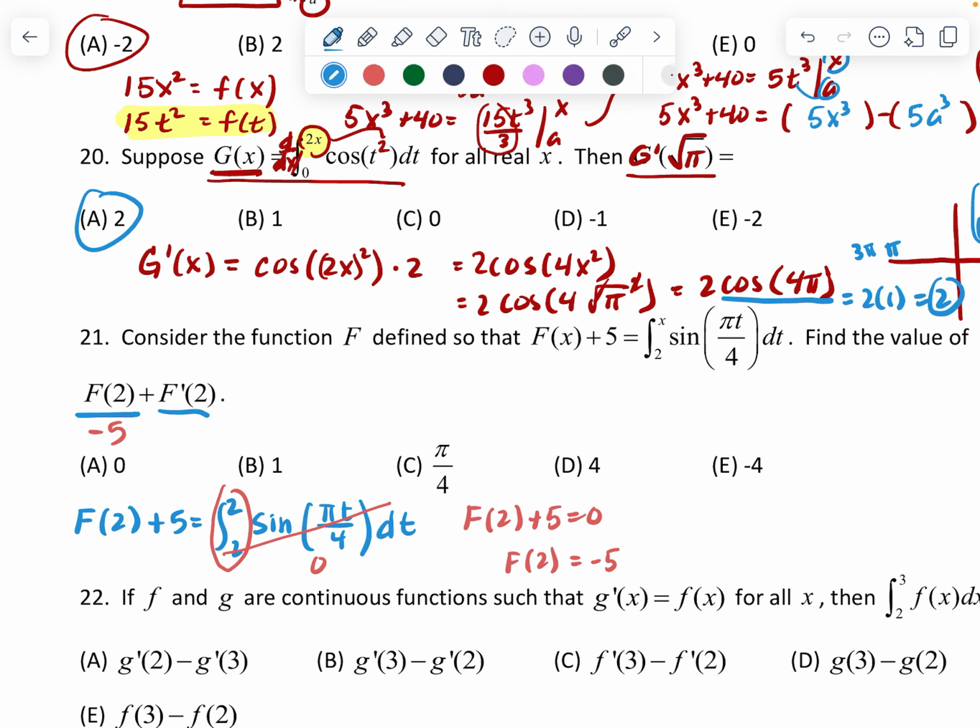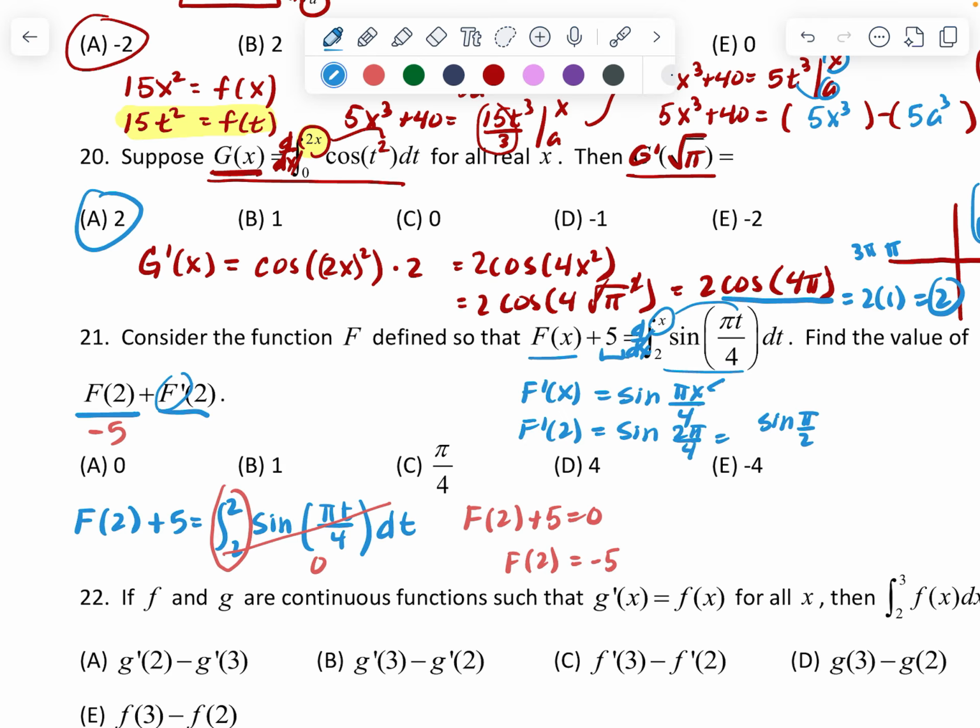So to find f prime of 2, let me erase that. Because I want an f prime in there, let's go ahead and take the derivative of everything in here. So the derivative of f is f prime. The derivative of 5 is 0. And then the derivative of an integral, that's again that second fundamental theorem that's going to drop in, is going to be the sine of pi x over 4. Okay, but I want f prime of 2, so let's replace that x with 2. So f prime of 2 is the sine of 2 pi over 4. And that gives me the sine of pi over 2.